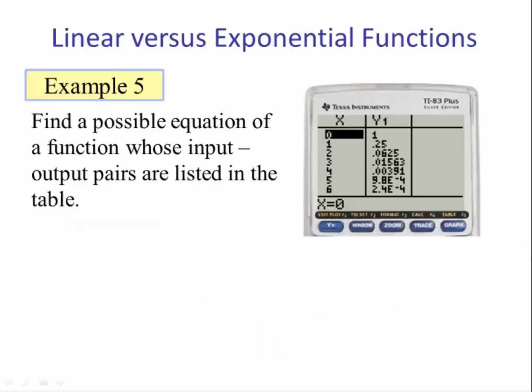Example 5. Here we have a different table. As x increases by 1, the y's are decreasing, and it's clear that this is not linear because the amount that's decreasing is changing as we go down.